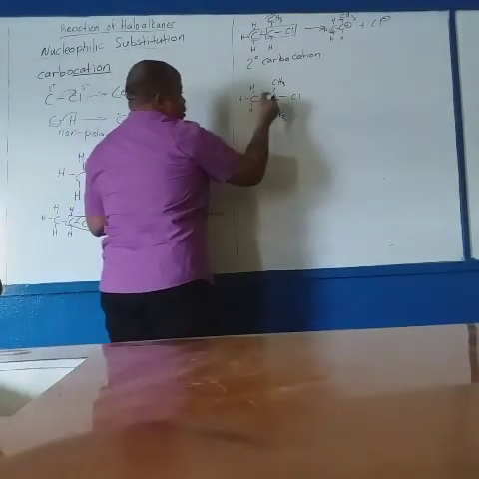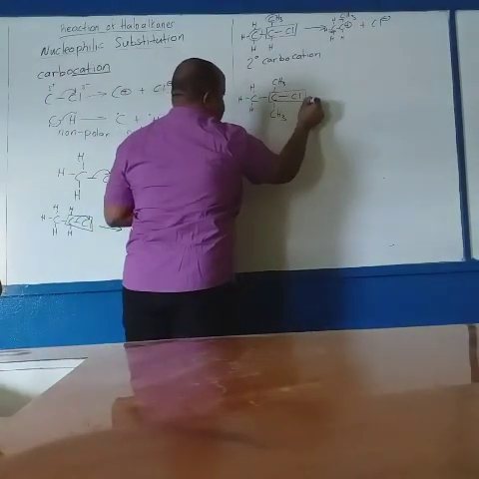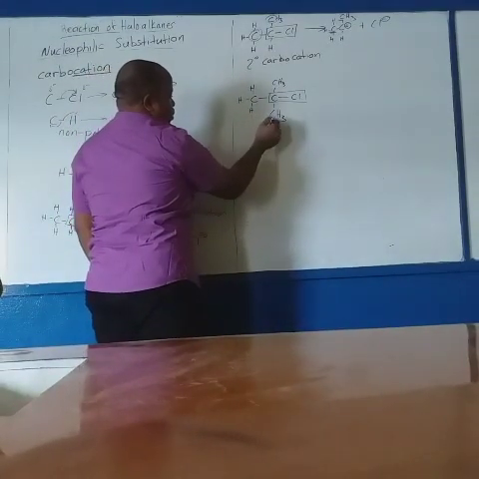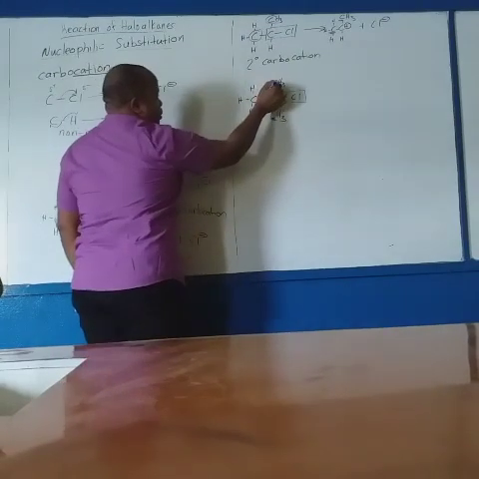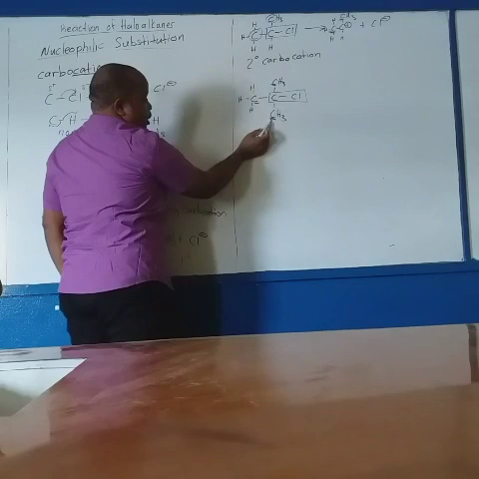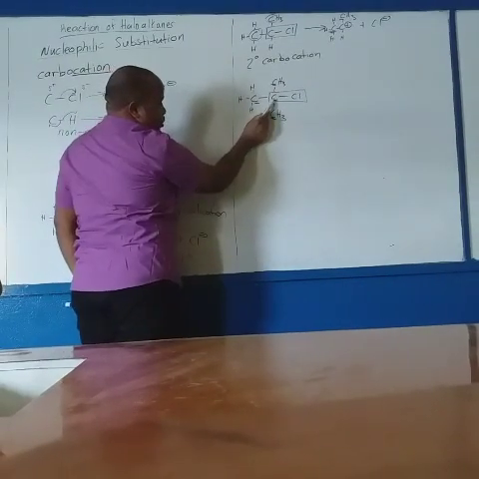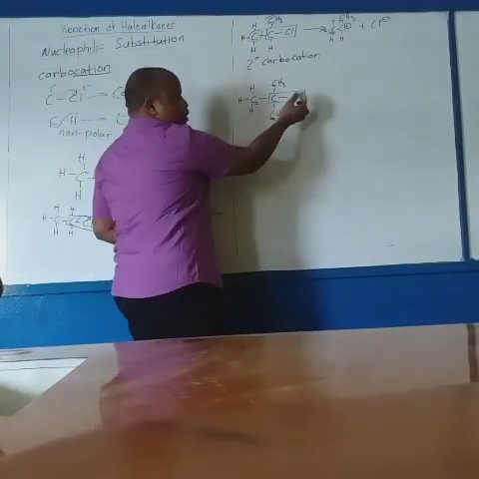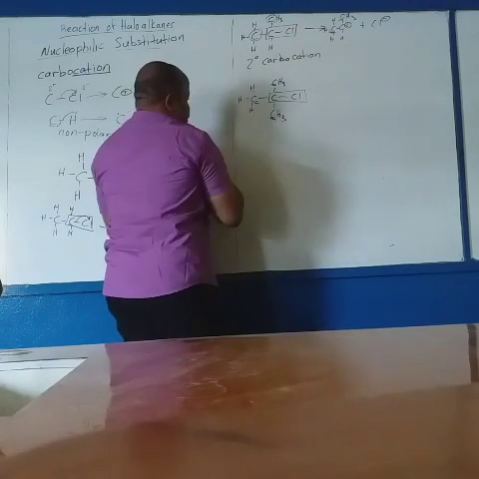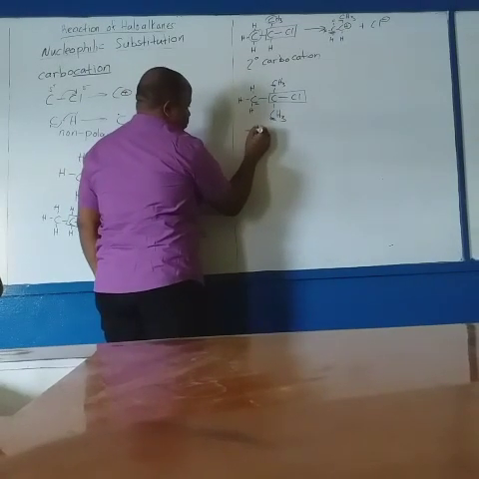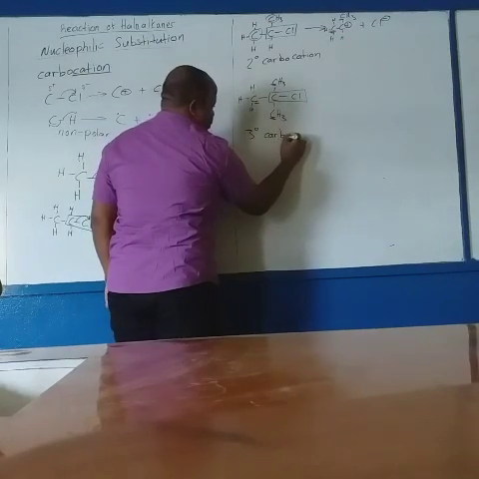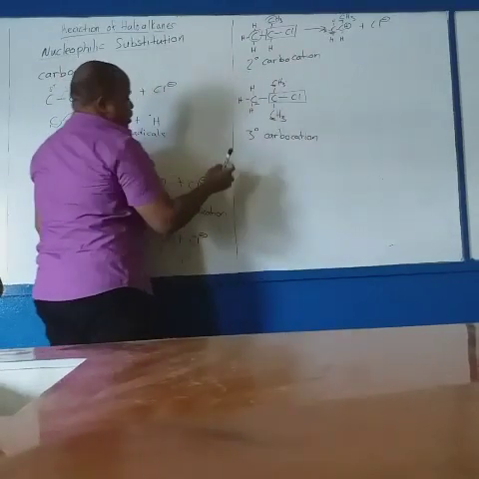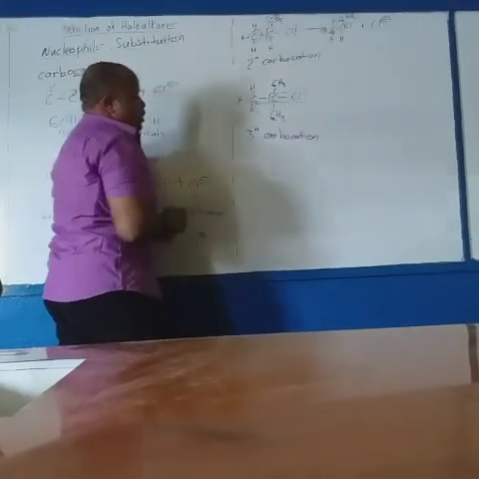Again, highlight your carbon to halogen bond. How many carbons are attached to the carbon of the halogen? 1, 2, 3. Three carbon atoms are directly attached to the carbon bearing the halogen. So when the halogen comes off, it will form a tertiary carbocation.